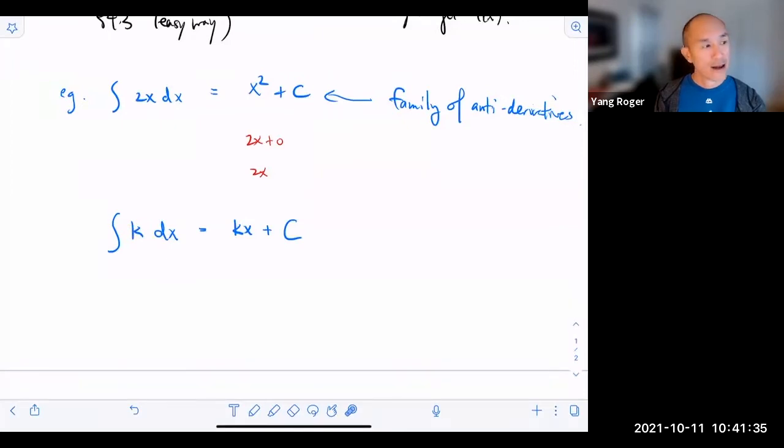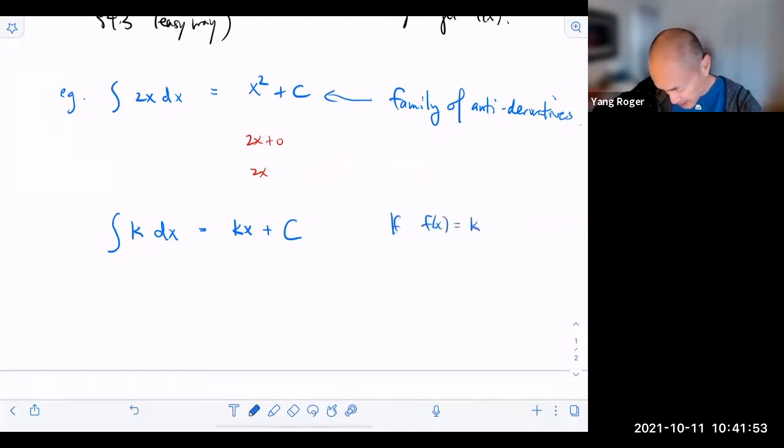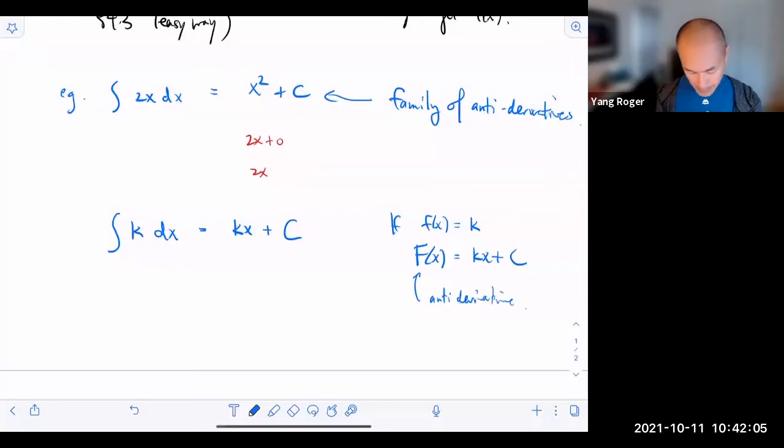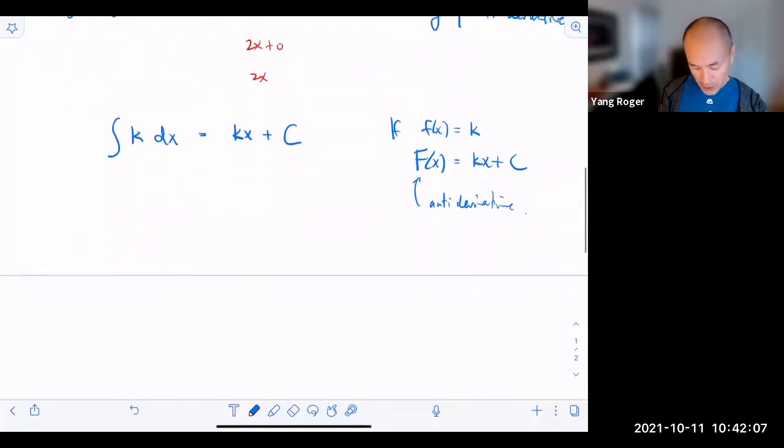All right. Your book at first avoids this indefinite integral notation, and they write the antiderivative as capital F of x. So what your book would say is, if f of x is equal to k, then capital F, the antiderivative, is equal to kx plus c. So this guy right here is the antiderivative.